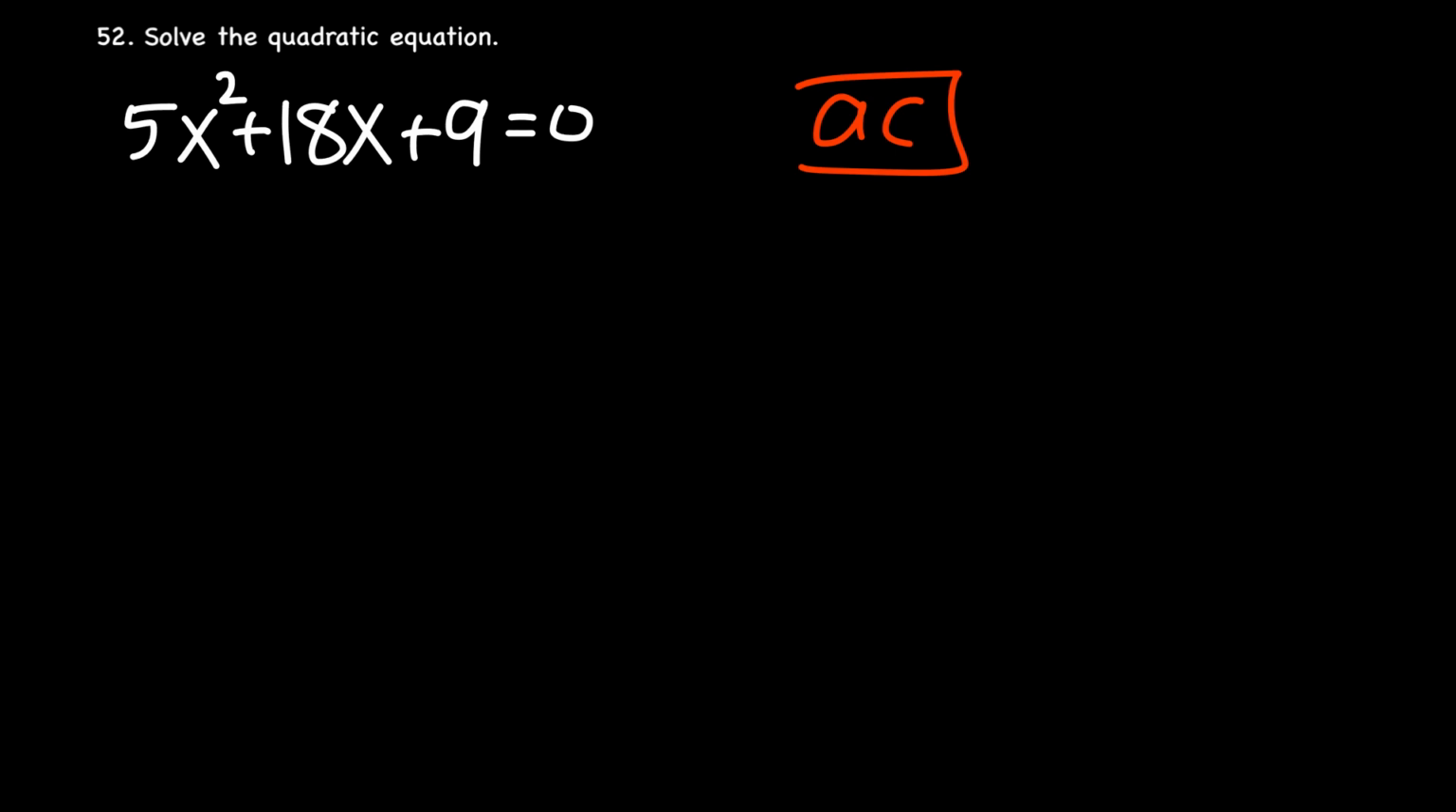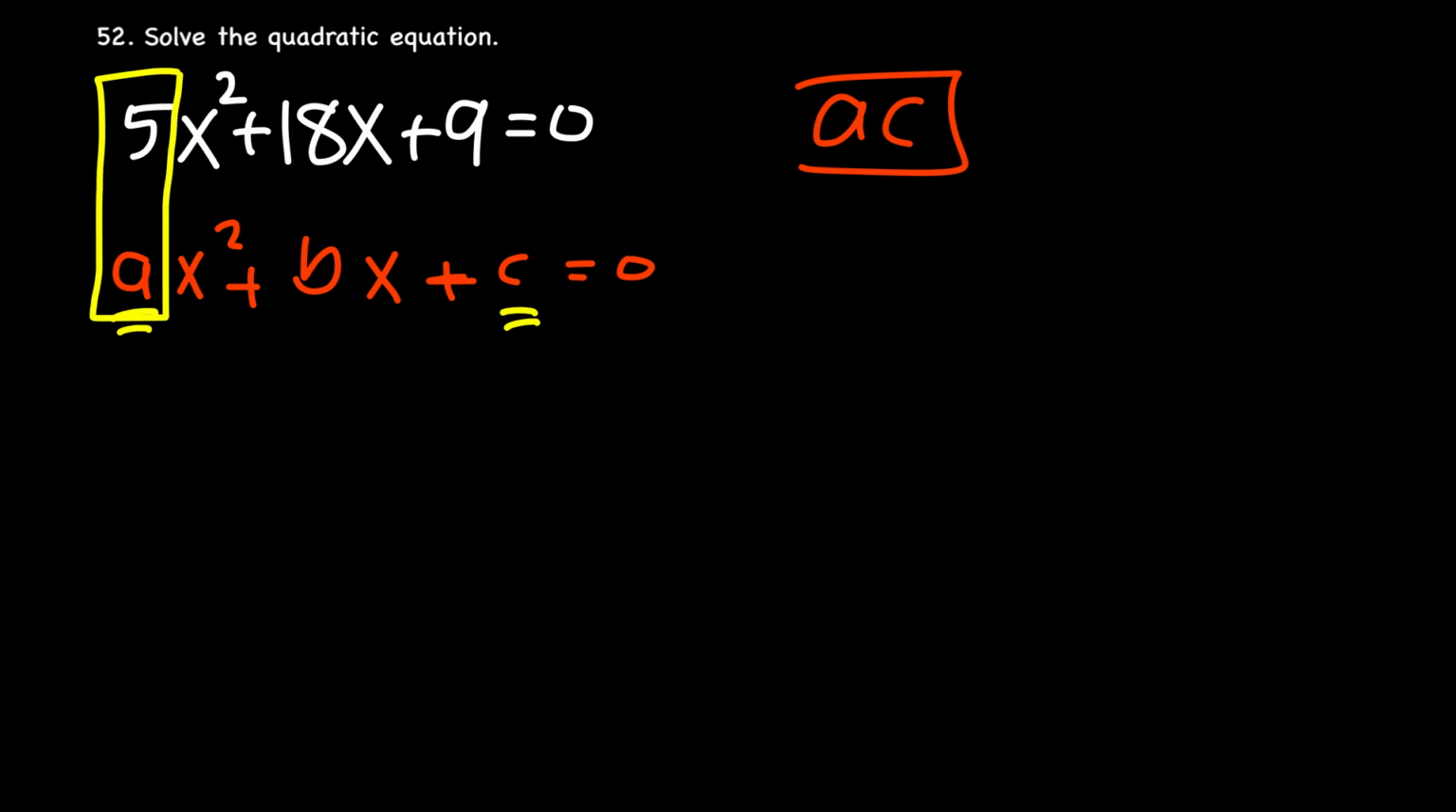To make things clear for you guys, let me write the standard form of a quadratic trinomial: ax squared plus bx plus c equals 0. This method focuses on multiplying a with c. In this case, a is the leading coefficient, which is 5, and c is the constant number. So I have to multiply 9 and 5. 9 times 5 is 45.